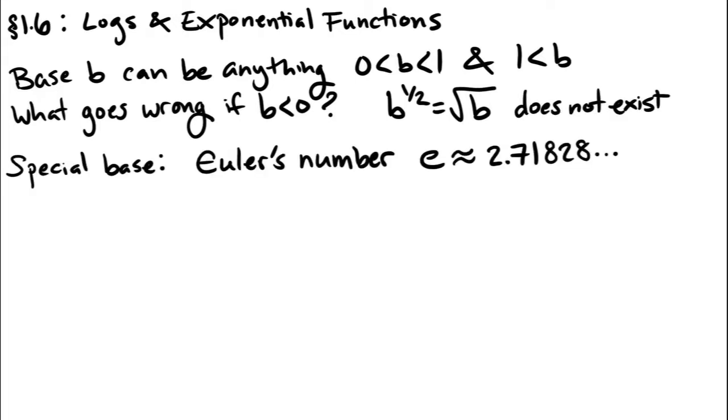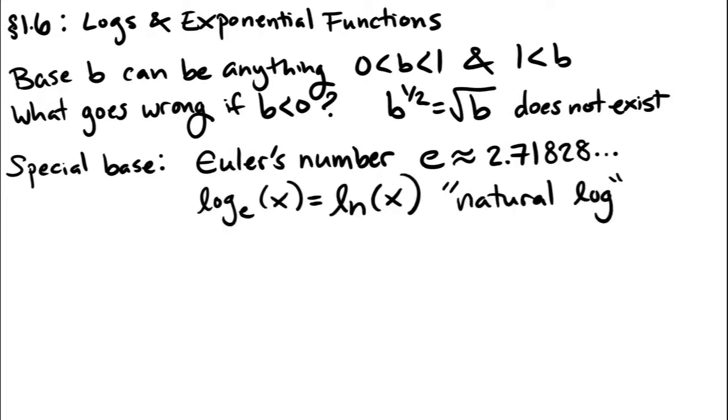There's a special base called e, or Euler's number. And the things that make e special really have a lot to do with calculus. We're going to learn more about that in sections 3.9 and 4.5 of this class. Remember the notation that log base e is called the natural log of x, and it's written ln of x.